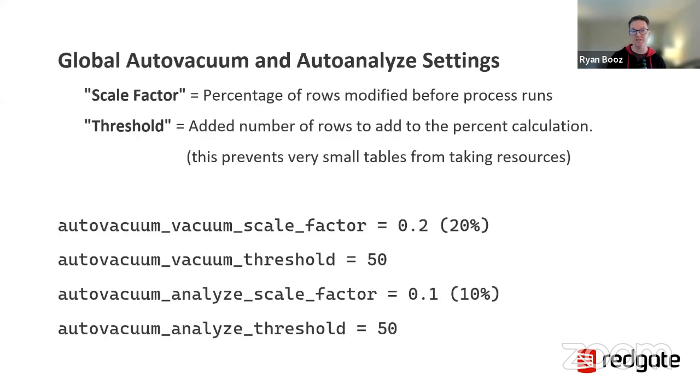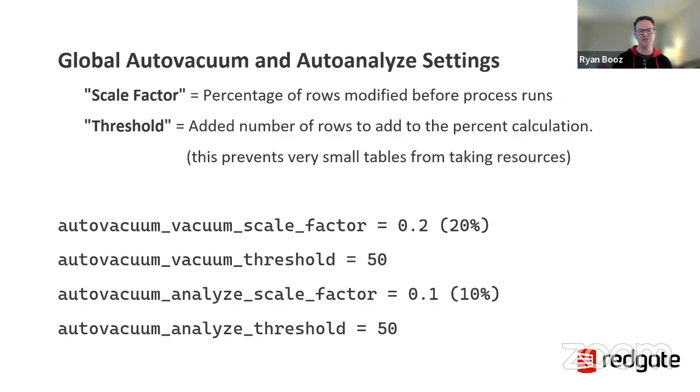Now you can tune this globally as a setting of the running Postgres cluster, or you can set it per database, or you can set it per table. The two settings have these terms: scale factor. Whether it's Autovacuum or AutoAnalyze, the scale factor is the percentage. What percentage of rows, tuples in this table need to be modified in some way before this process kicks in. And then the threshold is added along the way.